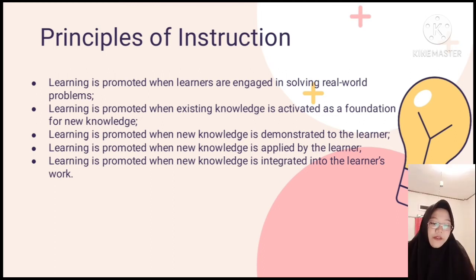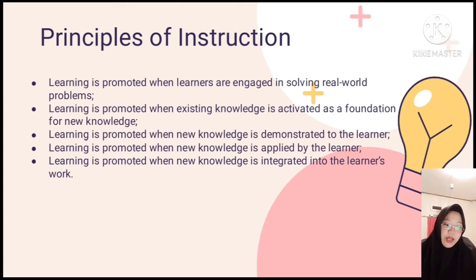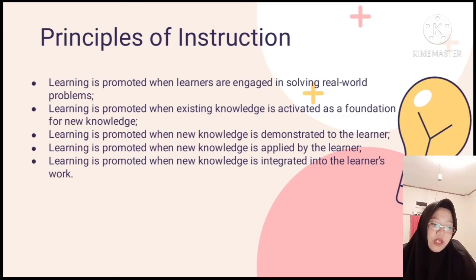Okay, there are 5 parts. The first is learning is promoted when learners are engaged in solving real-world problems. And number 2, learning is promoted when existing knowledge is activated as a foundation for new knowledge. Number 3, learning is promoted when new knowledge is demonstrated to the learner. Number 4, learning is promoted when new knowledge is applied by the learner. And the last is learning is promoted when new knowledge is integrated into the learner's world.